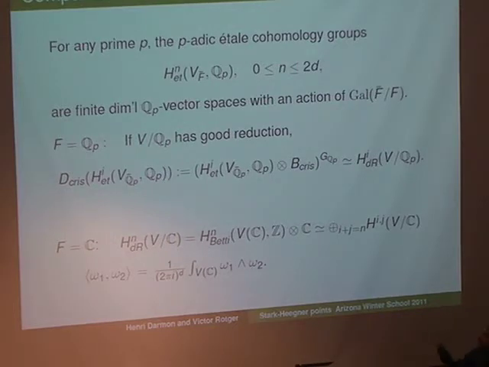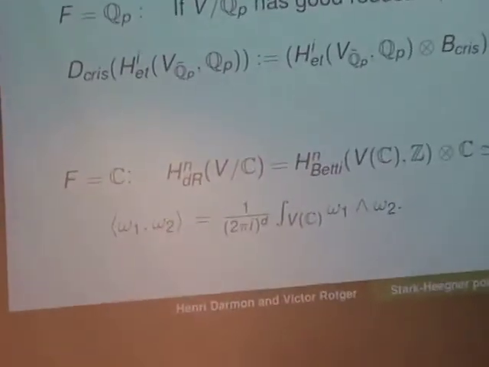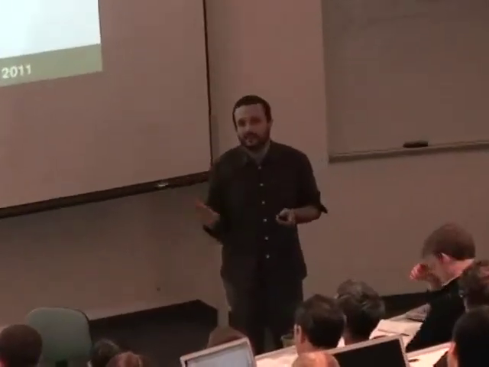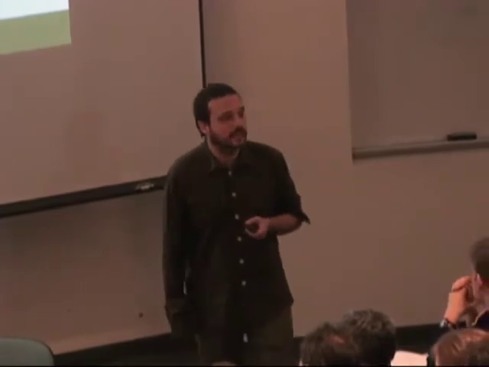If you have two forms, you can pair them by wedging them. This is now a 2d differential form. You can integrate it against the whole variety, which has real dimension 2d, so this makes sense. So this is a complex number, and this is the Poincaré pairing. Okay, so this was my brief recollection of cohomology. That's what we need more or less. Okay, what else do we need to understand in the general dimensional case?